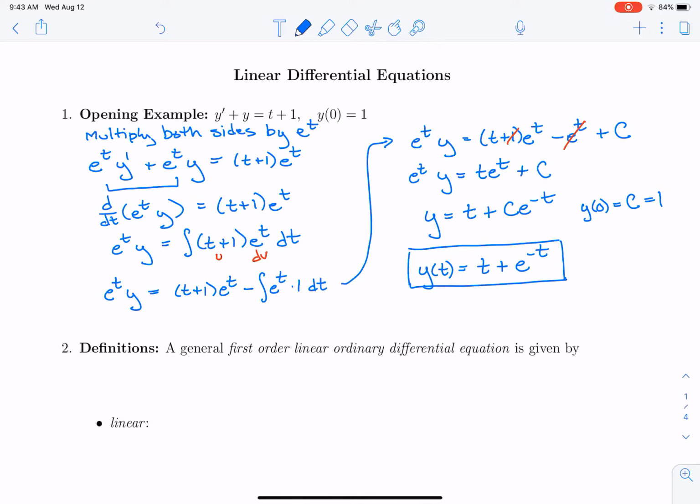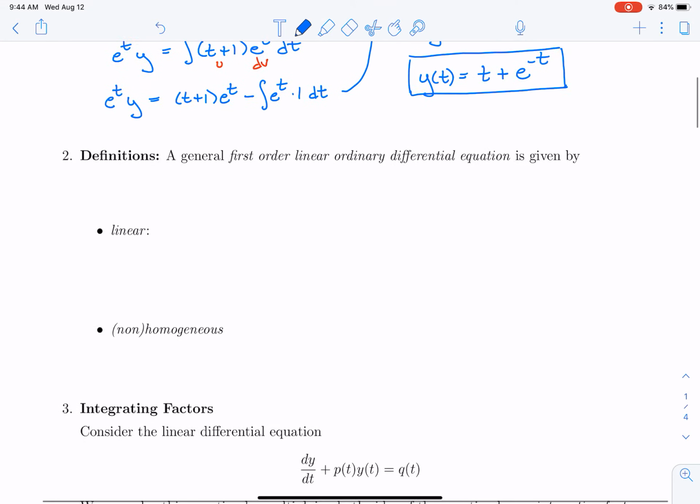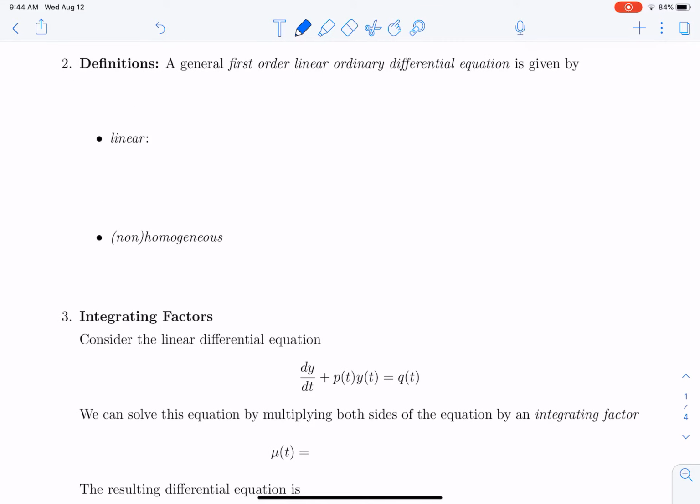So in order to understand that, we need to understand a little bit more about linear differential equations. So what is a linear differential equation? Well, a general first-order linear differential equation is a differential equation of the form dy/dt plus p of t times y equals q of t.